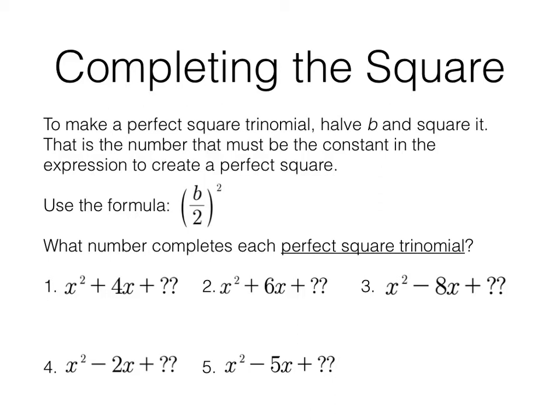Our b value in the first one is 4. So we're going to take 4 divided by 2 squared. So 2 squared, or 4. And 4 is what would complete that perfect square. If that was a 4, I would be able to write that expression as x plus 2, the quantity squared. How about the next one? You do it.